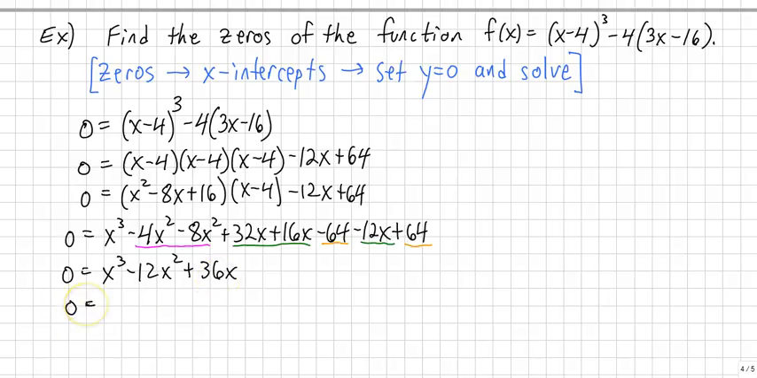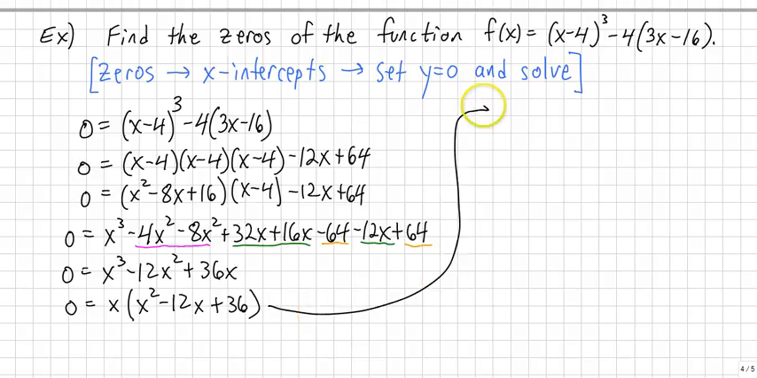If you look at x cubed, x squared, and x, everything has an x in common, so the greatest common factor is x. That leaves us x squared minus 12x plus 36. And x squared minus 12x plus 36 is a perfect square trinomial. So that'll factor into (x minus 6)(x minus 6). That should work. x squared, minus 6x minus 6x is minus 12, and negative times negative is positive. So now it is factored, and we're going to use the zero product property.